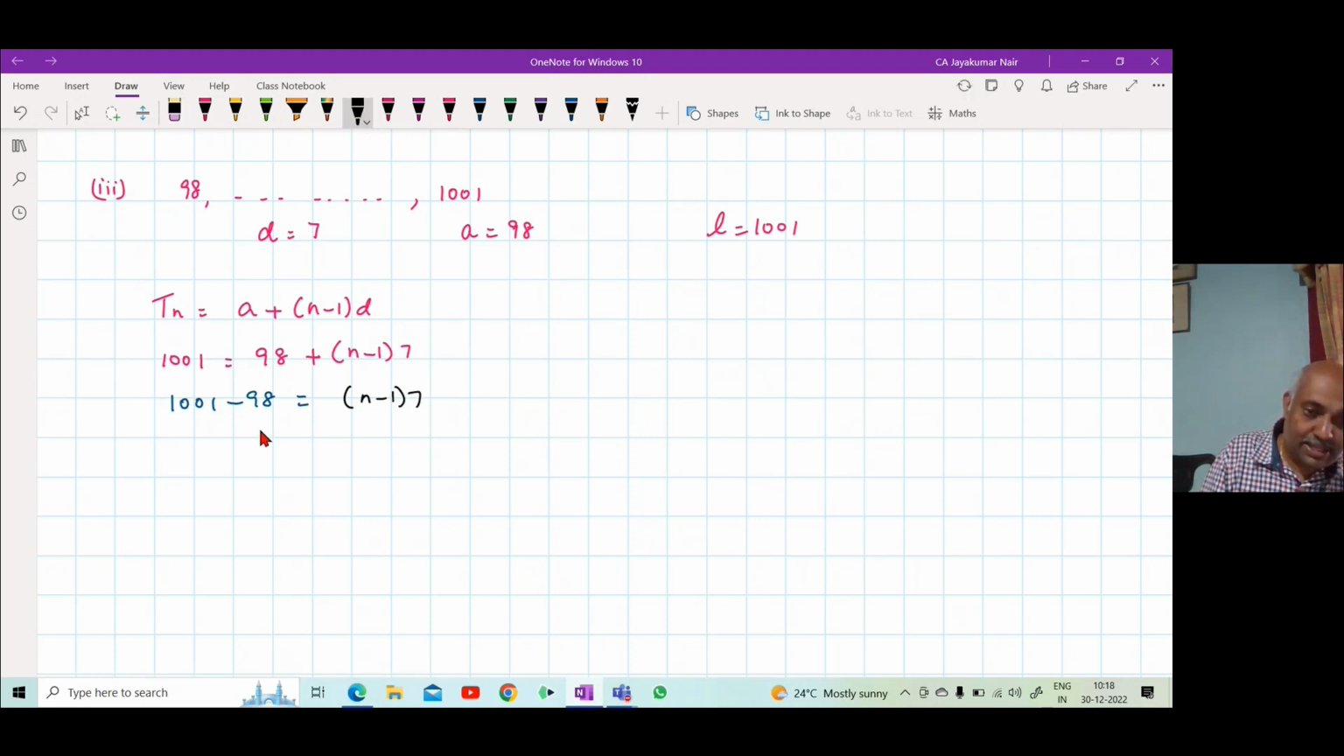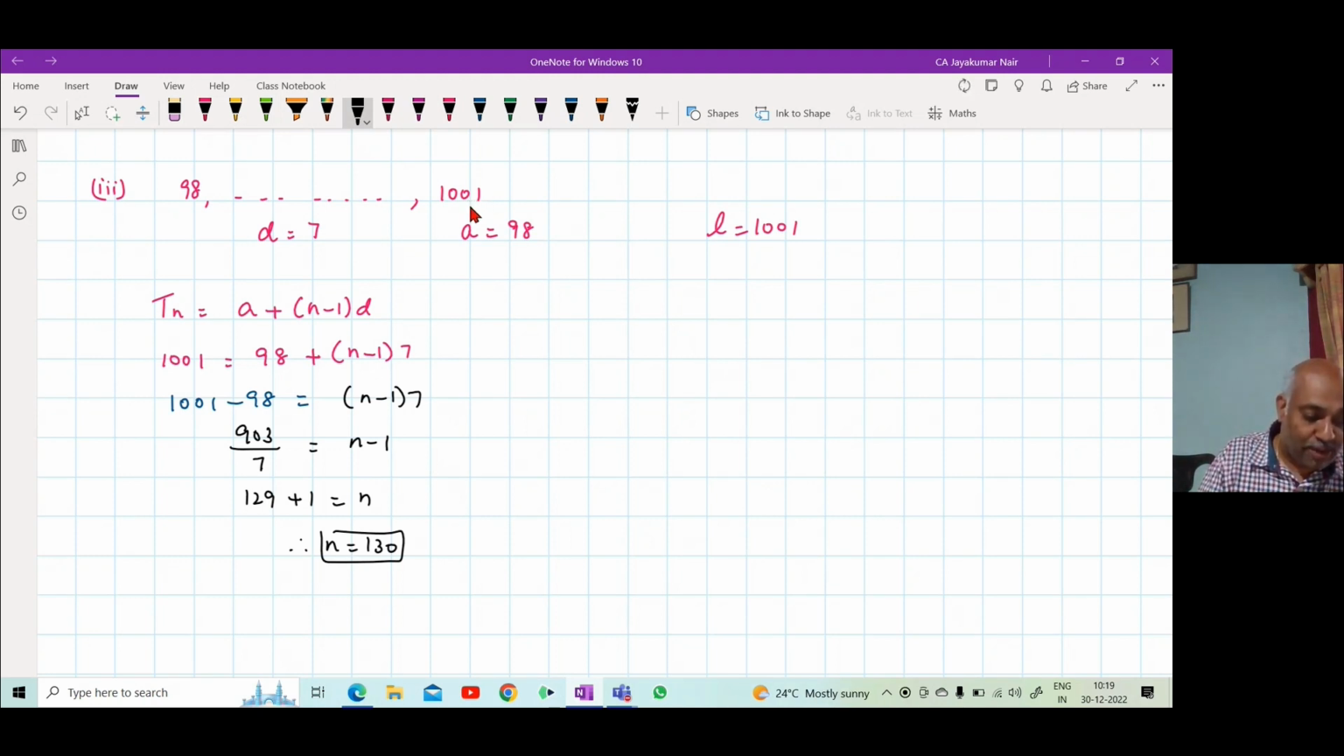So when I subtract this, I'll get 903. And this 7, when I take it to the other side, divided by 7 is equal to n minus 1. So when you divide this, you will get 129. This 1, when I take it to the other side, plus 1. Therefore, n is equal to 130. So the 130th term of the AP is 1001.